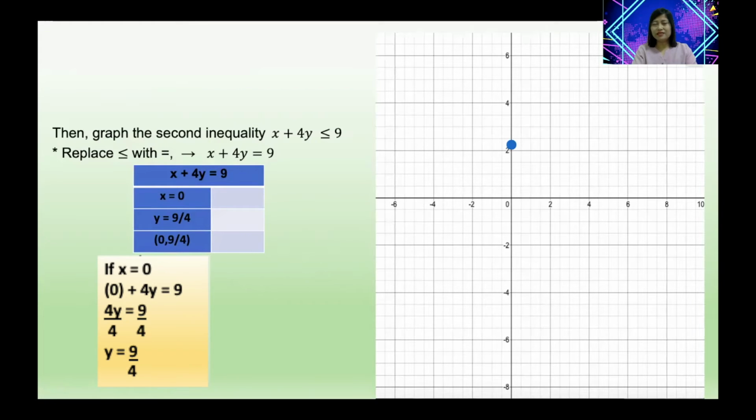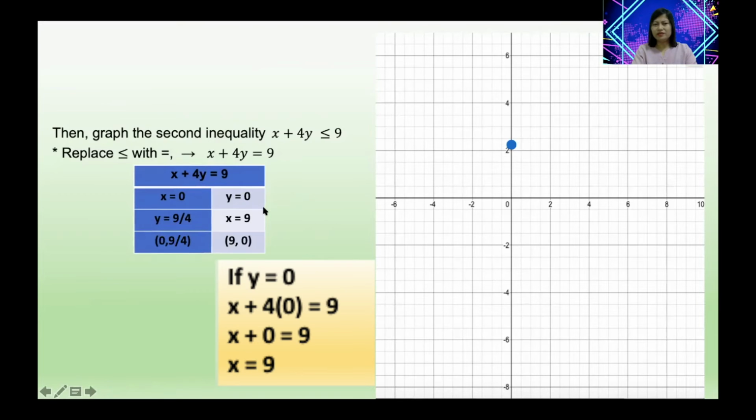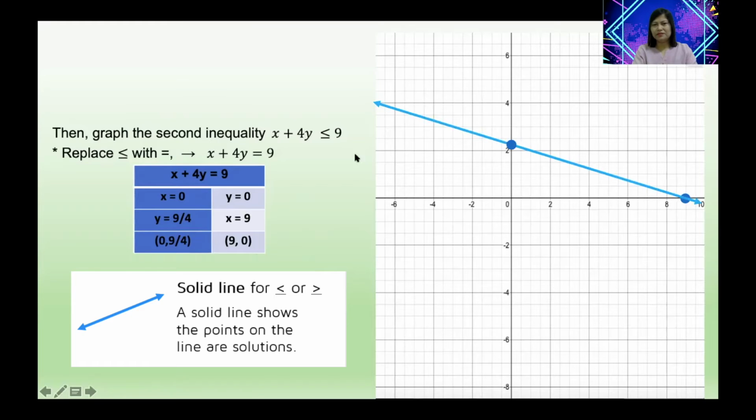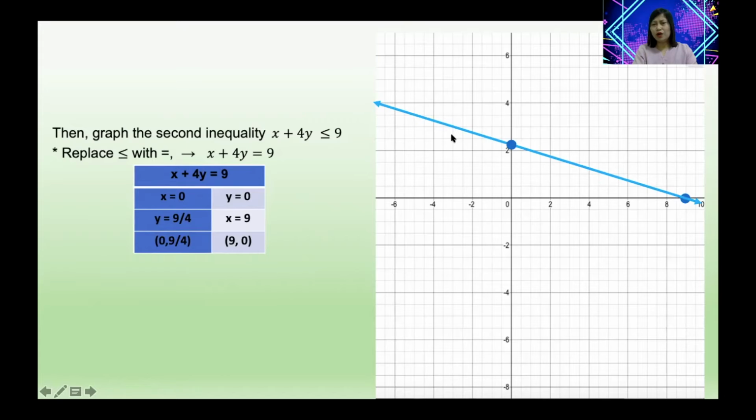Next, the x-intercept. So when y is 0, our x is 9. So we have the ordered pair (9, 0). Plot the x-intercept, which is (9, 0). Connect the 2 points using a solid line this time, since we have here the inequality symbol less than or equal to. For us to know on what region to shade, we will have the test point.